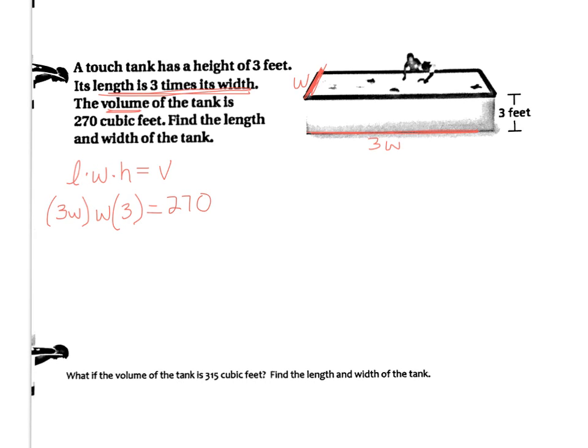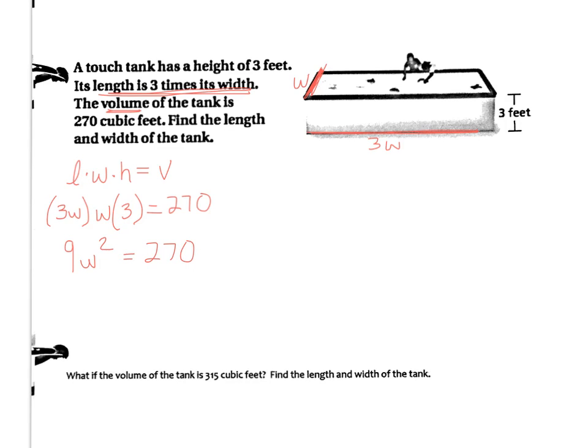Okay, now on this side we're multiplying. When you multiply, you can multiply in any order you want, and they do not have to be like terms. So let's go 3 times 3, and 3 times 3 is 9. And then W times W is W to the second power. And it still equals 270.